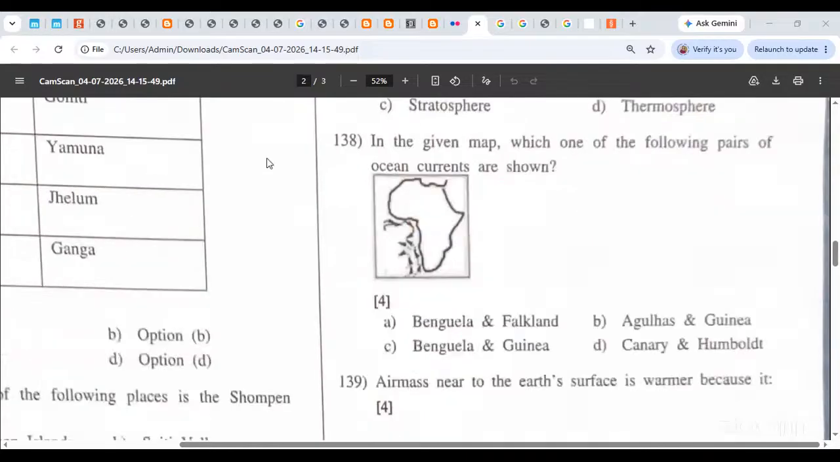All right. Question 138: in the given map, which one of the following pairs of ocean currents are shown? You're looking at two pairs of ocean currents, and you wish to name which these ocean currents are. Your options are Benguela, Falkland; Agulhas, Guinea; Canary and Humboldt; and Benguela and Guinea.